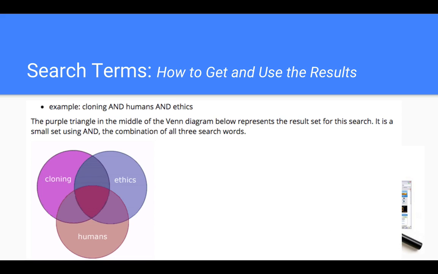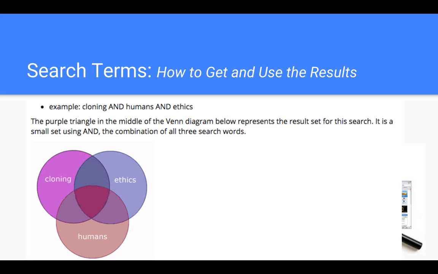So if you look at the example, if I type these keywords in, cloning AND humans AND ethics, that's going to narrow my search. If I look at that Venn diagram, by typing in the capital AND, that is going to only focus on what's right in the center. It has to include all three to get a hit. So that really helps. Instead of just typing in cloning to start, this is going to help narrow down what hits I get.